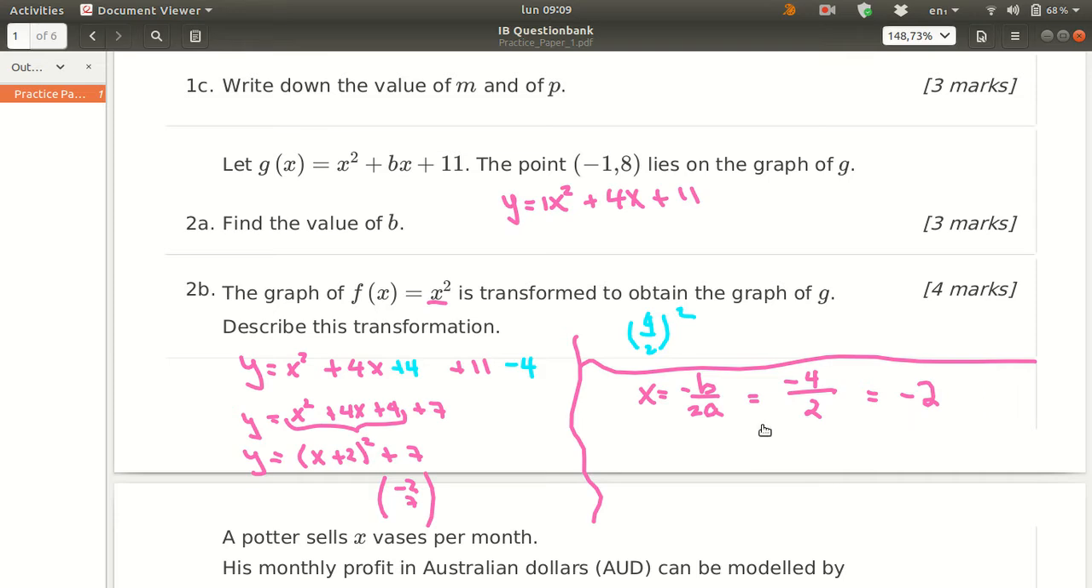And then to find the vertical translation, we plug negative 2 back into the function. So y equals negative 2 squared plus 4 times negative 2 plus 11. Negative 2 squared is 4. 4 times negative 2 is negative 8, and then plus 11. 4 minus 8 is negative 4, plus 11 is equal to 7. So 7 units up. Both methods are valid, and with both methods you get the same response.